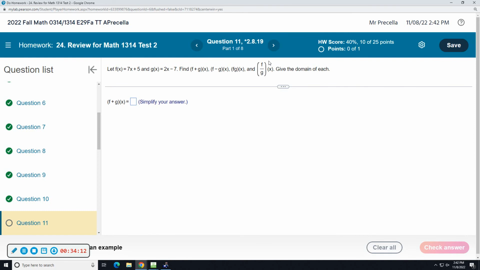Number 11. Okay, we have two functions. They give us f of x is equal to 7x plus 5, and g of x is equal to 2x minus 7. They want us to find f plus g, f minus g, f times g, and f divided by g, and give the domain of each. So let me switch over to my paper.